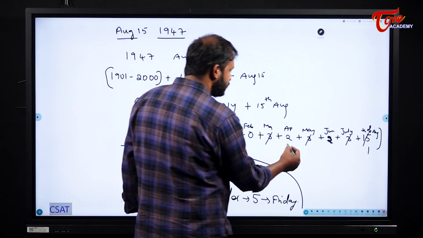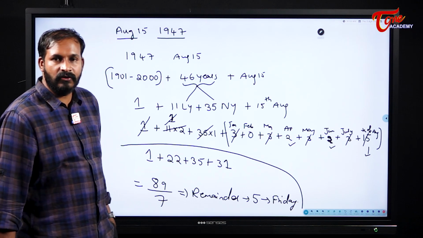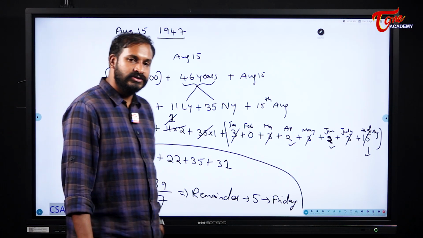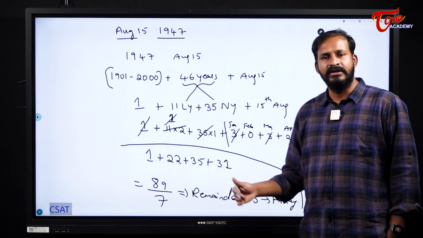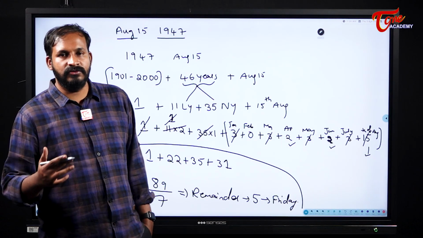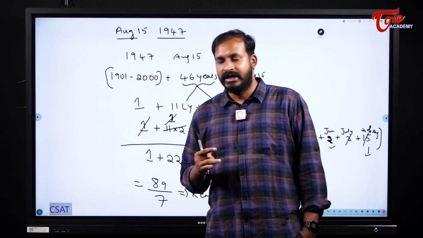Now what are the things I was left with? 2, 2 and 1. So what is it? 5. 5 is the code for what? 5 is the code for Friday. So our answer here becomes what? Friday. You can do it in this method or in that method. You will get the same answer. In this manner, we are going to use the month codes and day codes.